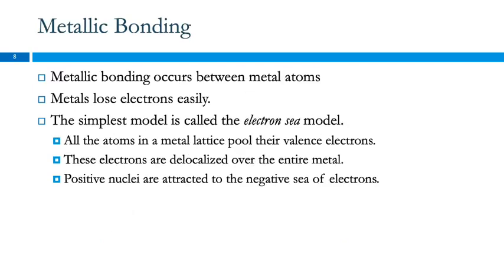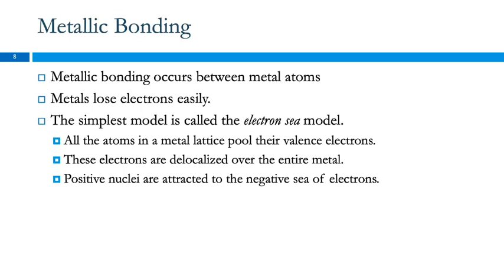And then in metallic bonding, this is between metal atoms. Metal atoms lose electrons easily to form cations, but they don't want to gain electrons. And so unlike the nonmetals, and women tend to be real good about sharing stuff, and guys are maybe not so much into the sharing with each other. So what the metals do is they just kind of pool their electrons.